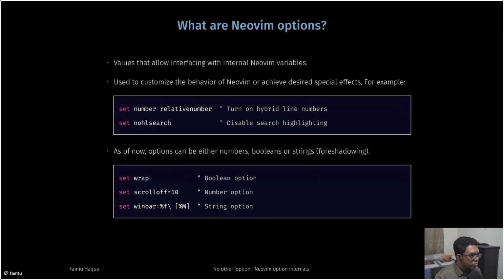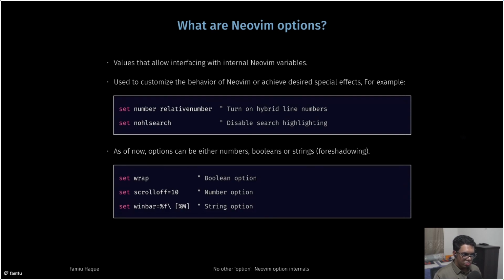All right. So let's first talk about what Neovim options even are. I think most of you already know about Neovim options, but I'll gloss over it in a bit. Neovim options are basically values that allow interfacing with internal Neovim variables. Let's say you want to turn on line numbers. So you do set number, and that enables line numbers on the left side of your Neovim window. What this does basically is that it modifies an internal variable which tells Neovim, hey, the user wants line numbers, so show them.